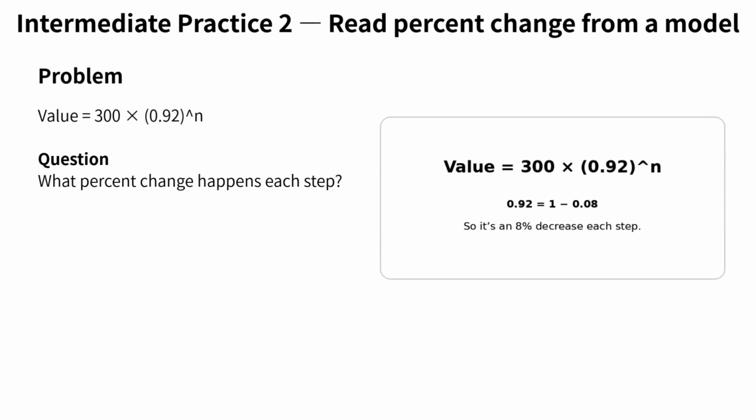Another intermediate skill. Read percent change directly from the multiplier. We have the model. Value equals 300 times 0.92 to the power n. The question is, what percent change happens each step? Pause and try it. Then we'll explain the shortcut.